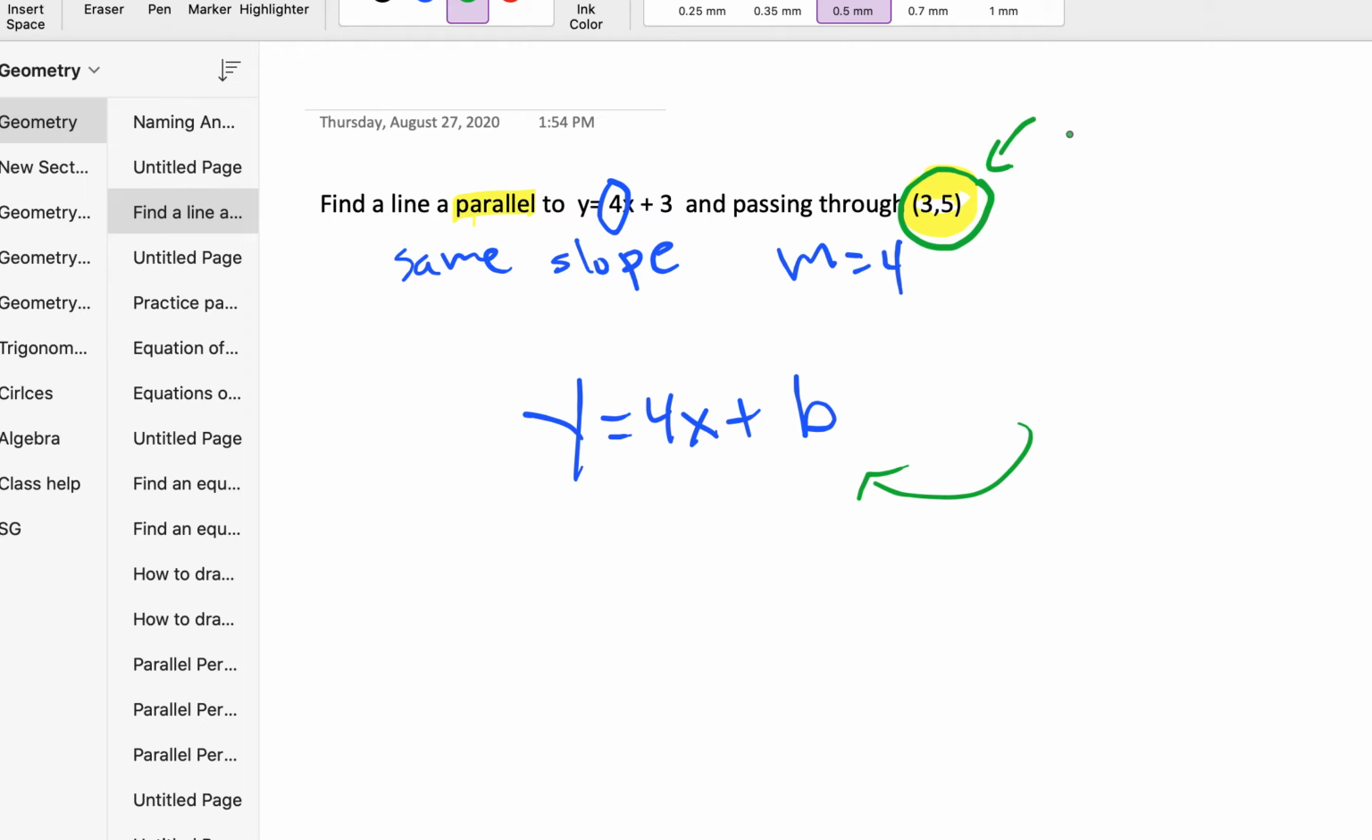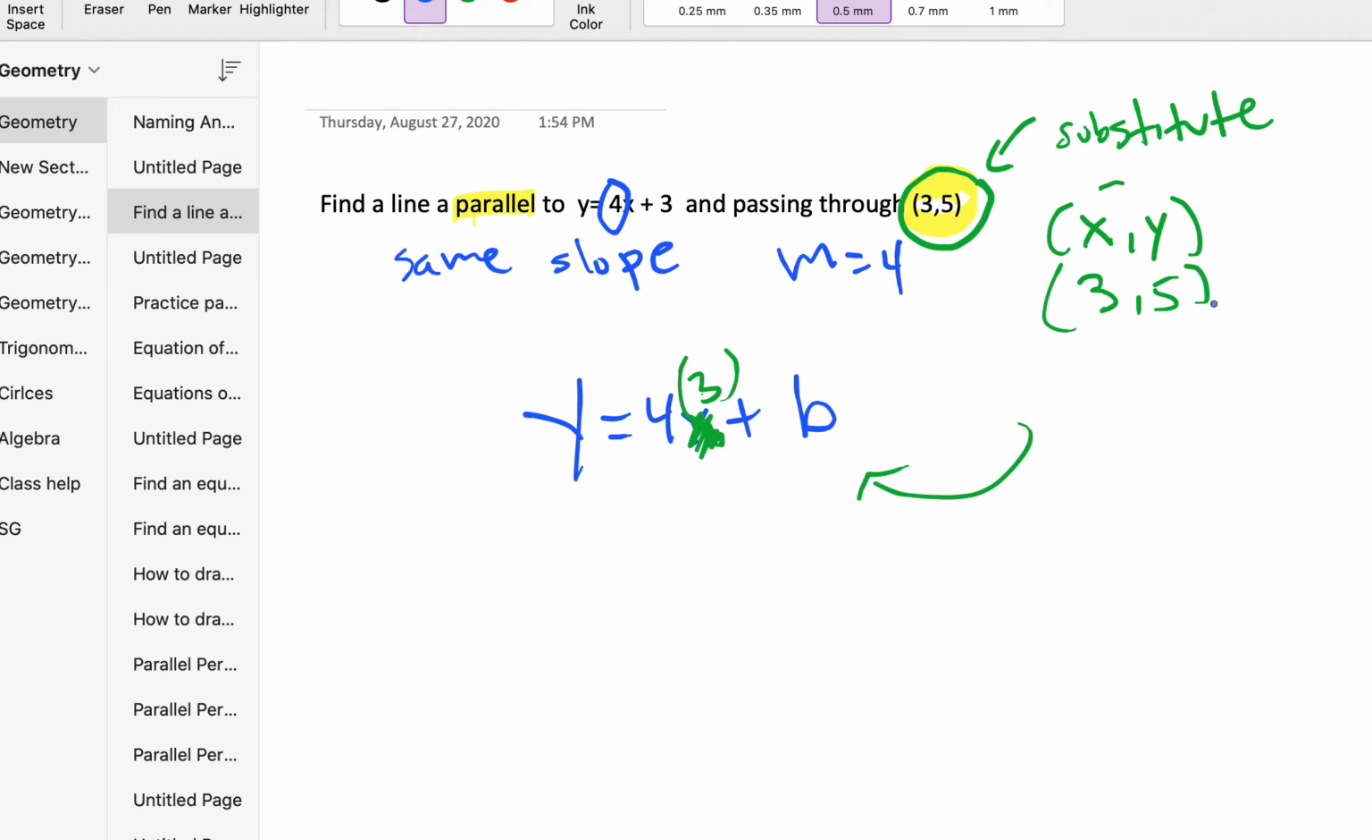So we're going to input or substitute 3,5, because 3,5 is the same as an xy coordinate. When x is 3, y is 5. Over here I'm going to see where x is, cross out the x and make it 3. I'm going to see where the y is, cross out the y and put a 5. So I have 5 equals 4 times 3 plus b.